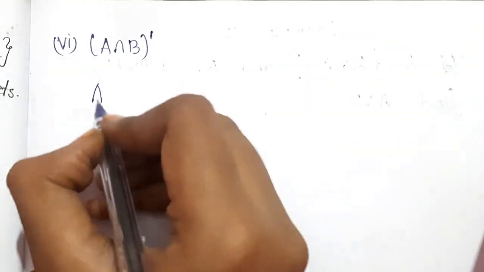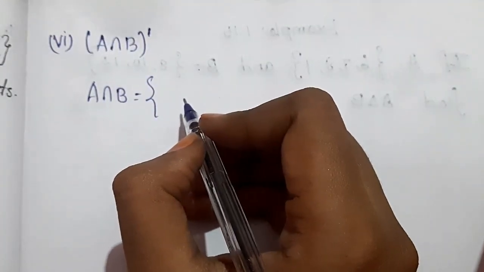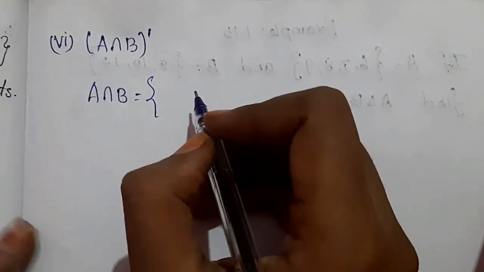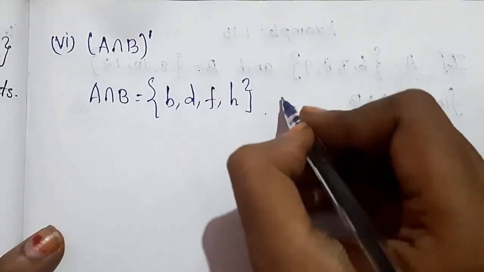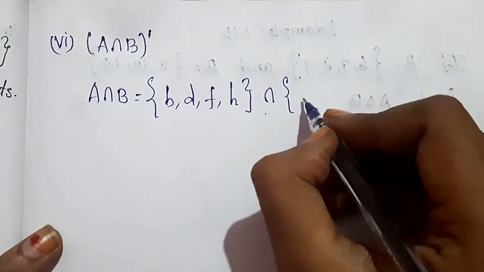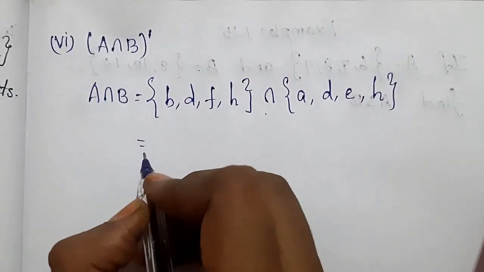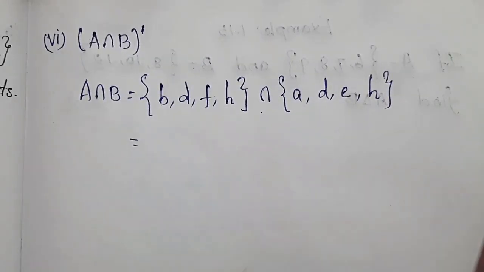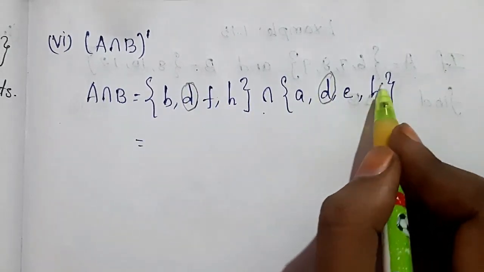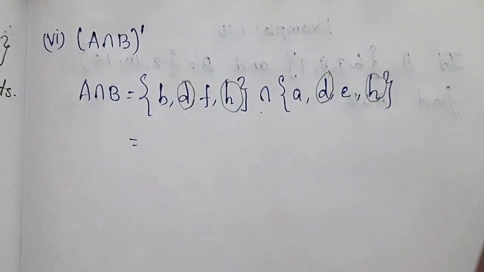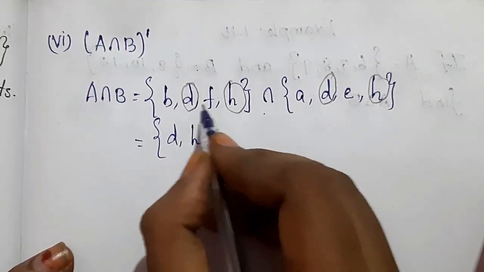So A intersection B equals, first we write the A set, next we write the B set. Then we find the common elements, which is known as A intersection B. So the A set is B, D, F, H. Intersection B set is A, D, E, H. Intersection means common elements. Find the common elements. B is not common, D is common, H is common. So we can write the set D and H are common in both.